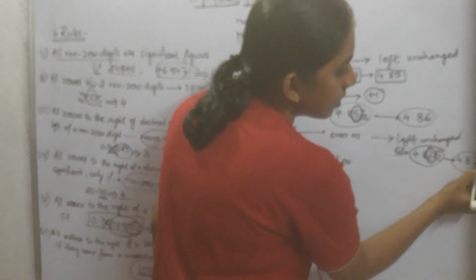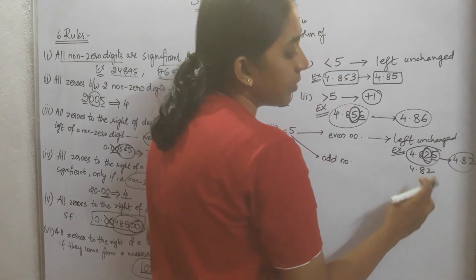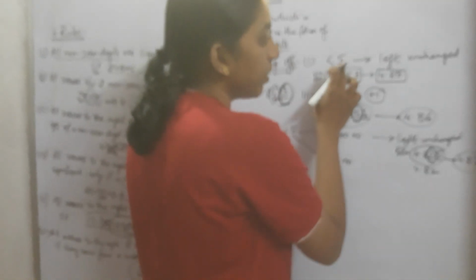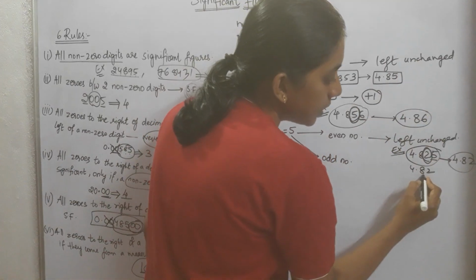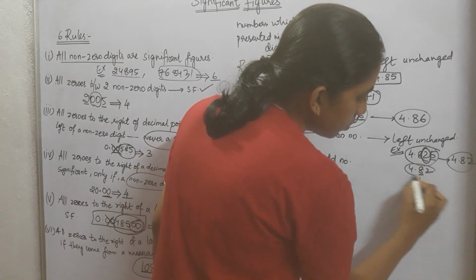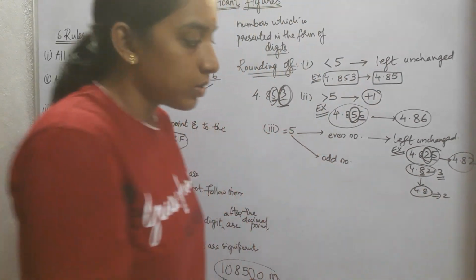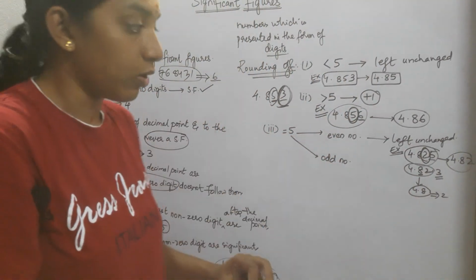Now again you can round it off. See, 4.82, right? This one. So 2 is less than 5. So what if it is less than 5? We have to leave the before digit unchanged. So 4.8. 3 significant figures became 2 significant figures. So this is how you will be doing rounding off.